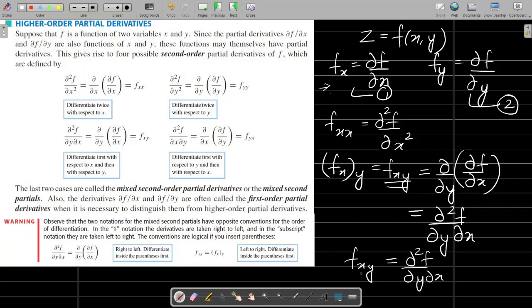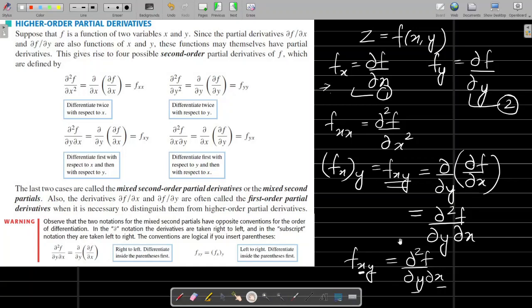See the ordering of terms. Here x comes first, y comes second. Here dou y comes first, dou x comes second. Because it is dou by dou y of dou f by dou x. Here it is fx, and that fx I am differentiating partially with respect to y.